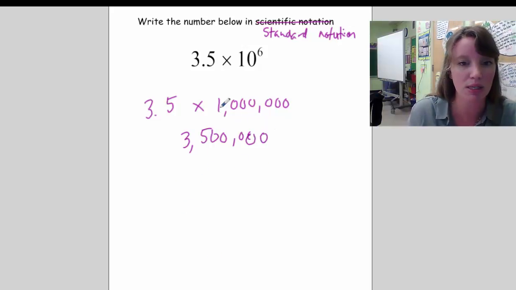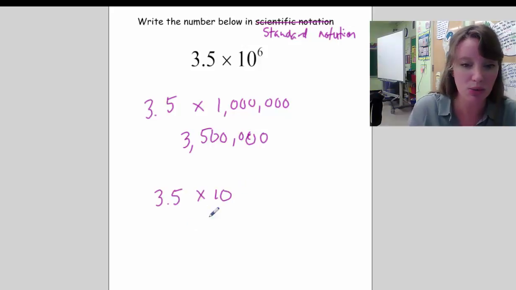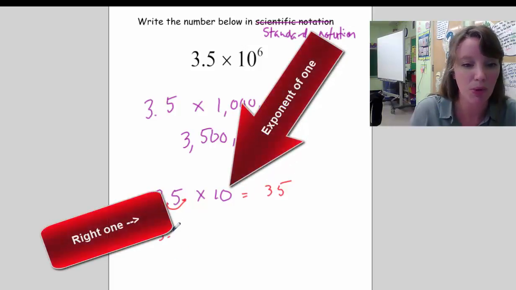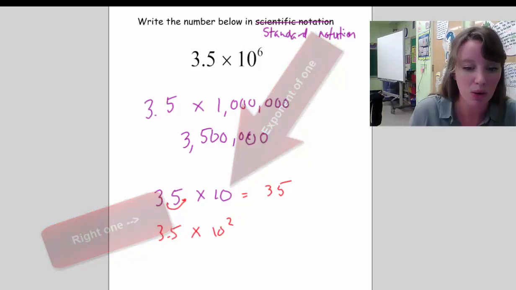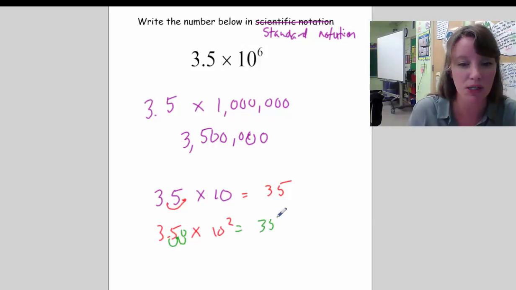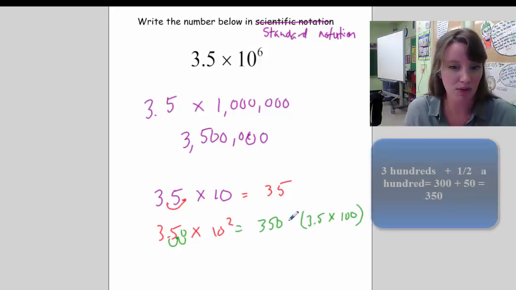But another way to do it is to think about moving the decimal place when you multiply a number by a power of 10. So 3.5 times 10, for instance, you move the decimal place to the right one. This would be 35. Well, 3.5 times 10 squared, you're going to move the decimal place twice. When you move it once, it gets to the end of the number, so I have to move it again and add a 0. So 3.5 times 10 squared would be 350. Notice that's the same as 3.5 times 100, right? 3.5 hundreds is going to be 350.